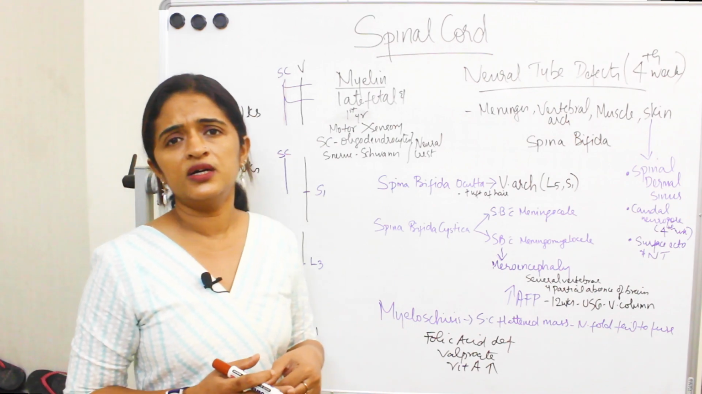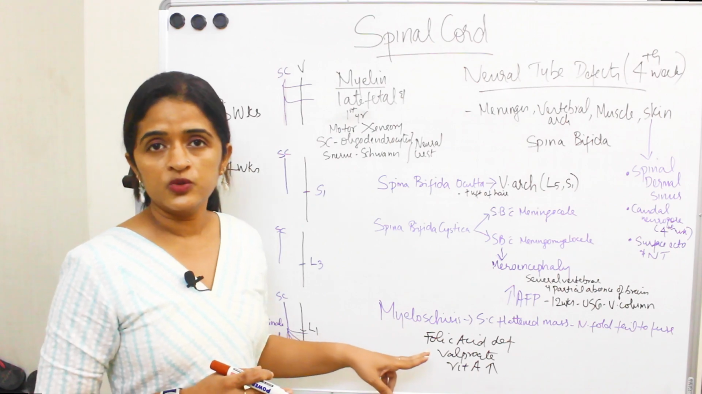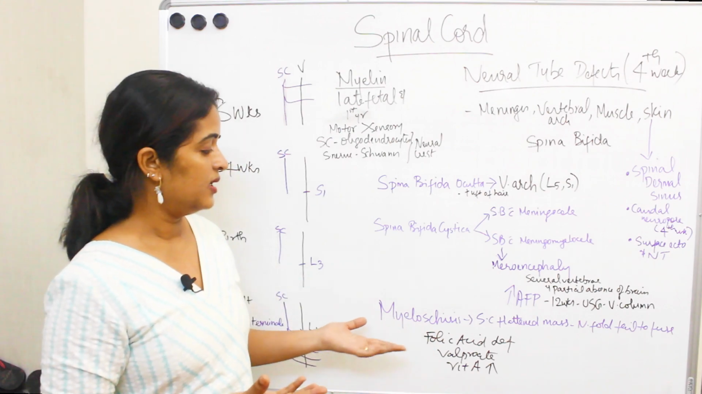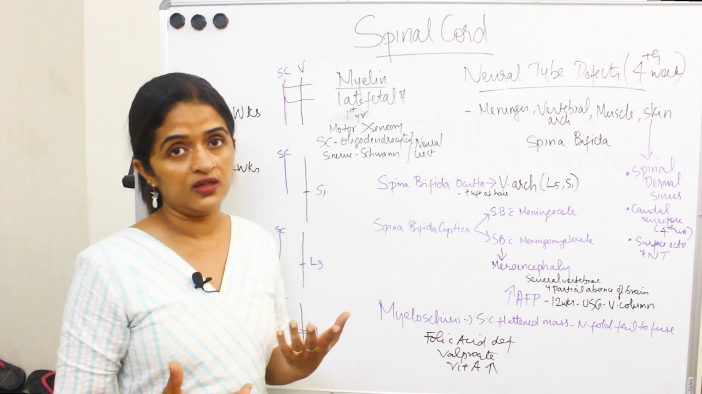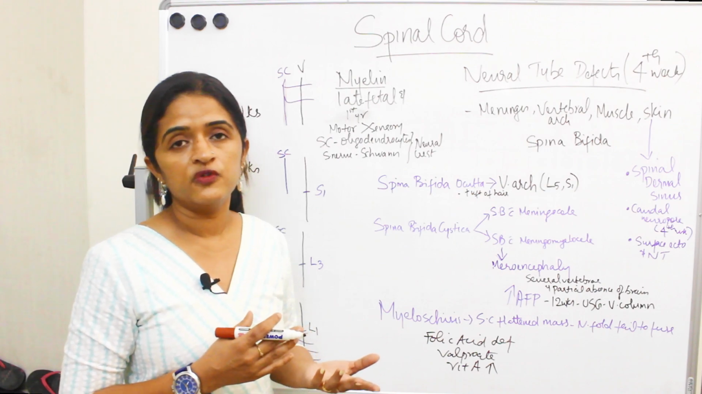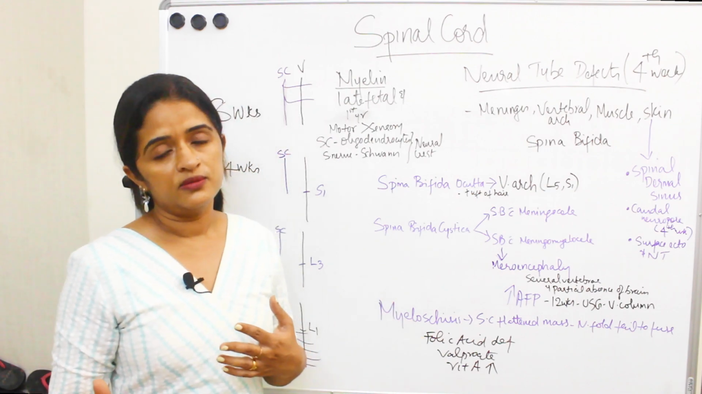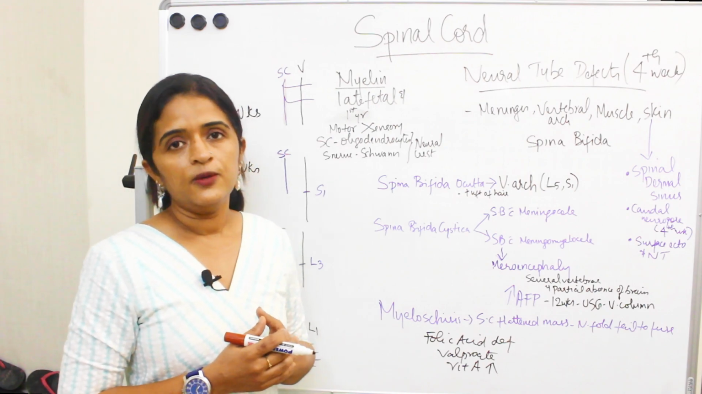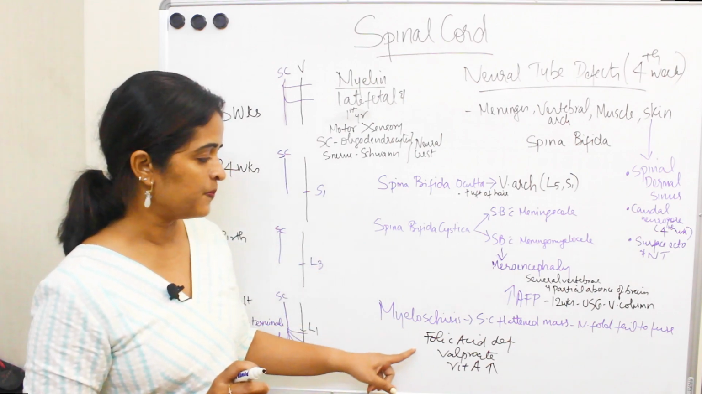And now what are the etiological factors which lead to neural tube defects? The first and foremost is folic acid deficiency, and that is the reason why we actually administer folic acid for ladies who are planning to become pregnant. That is mainly 3 months before they plan to conceive, and it will be continued till the third month of pregnancy, because the neural tube development happens mainly in the first trimester.